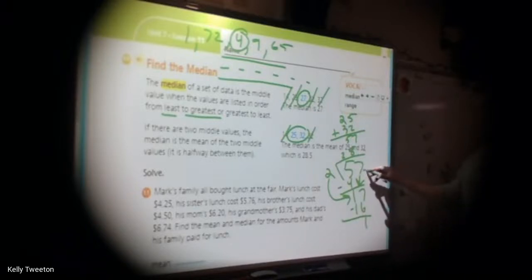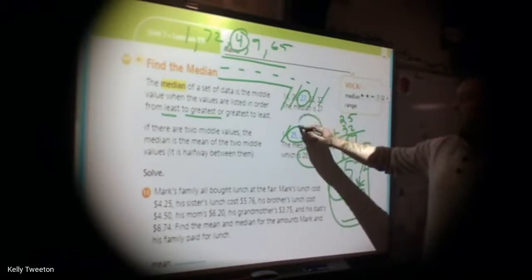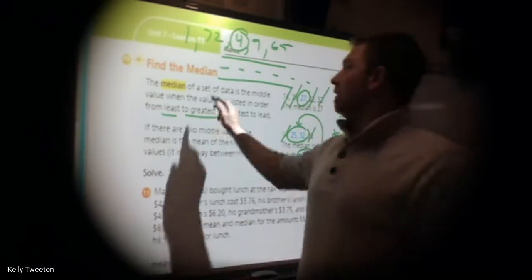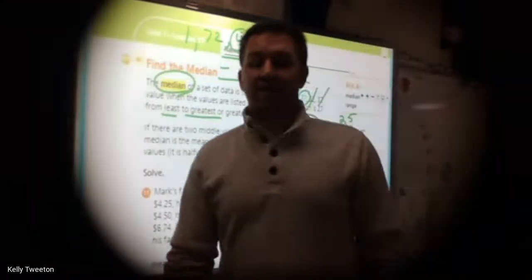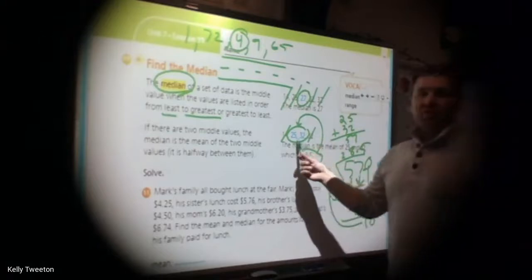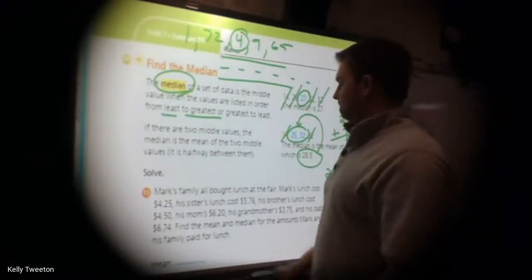Put a decimal here, put a decimal on top, add 0, bring down your 0, and 2 goes into 10 5 times. So notice it says 28.5. That's the number that would lie right in the middle. So that becomes your new median, the middle number. So when you have an odd set of numbers, very easy. When you have an even number, just one more step to get that done. Okay, let's go ahead and practice this a little bit.